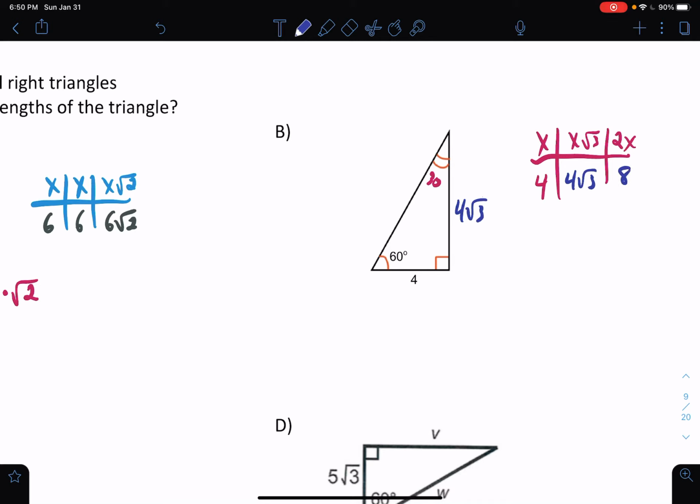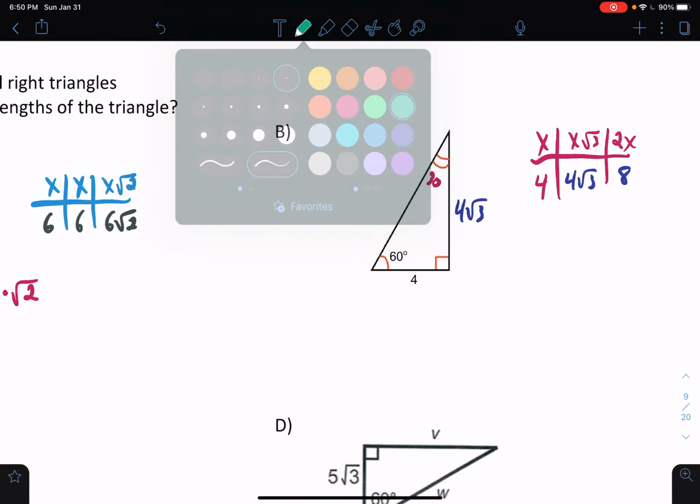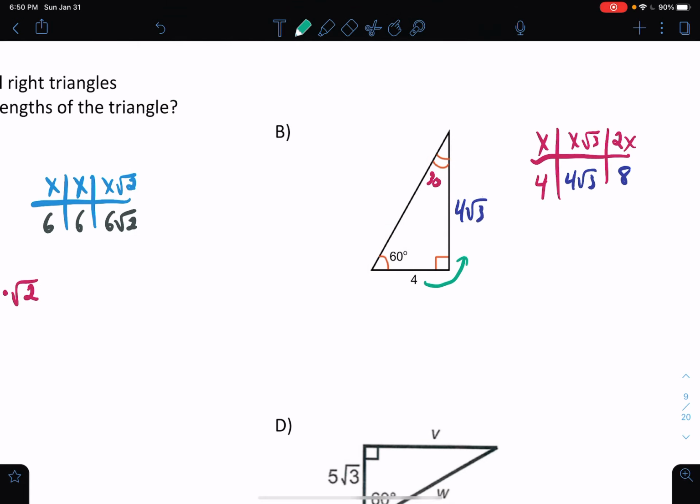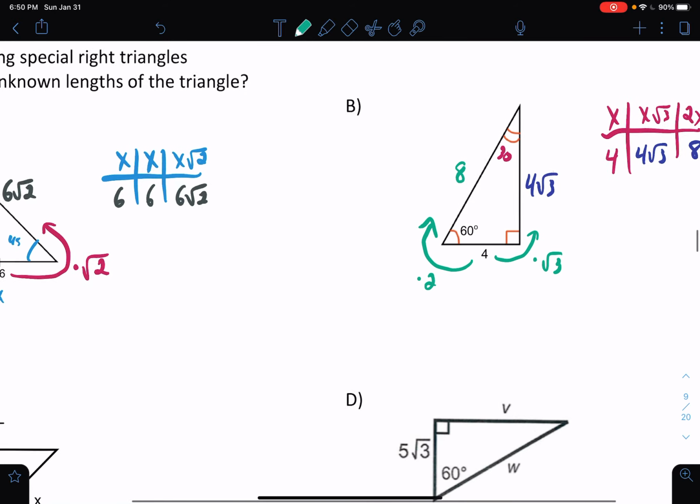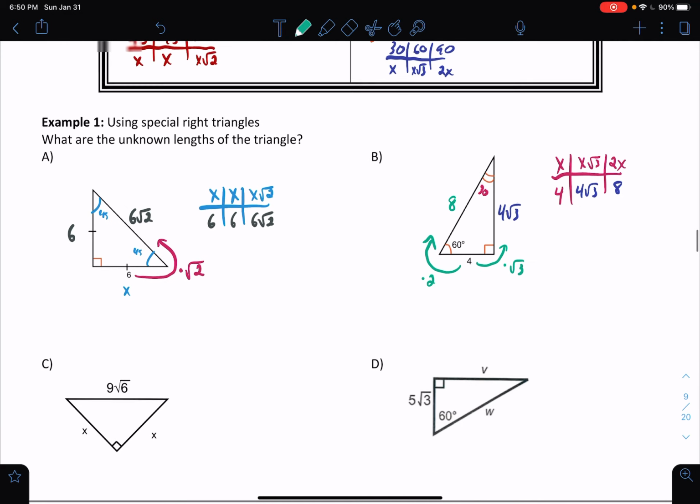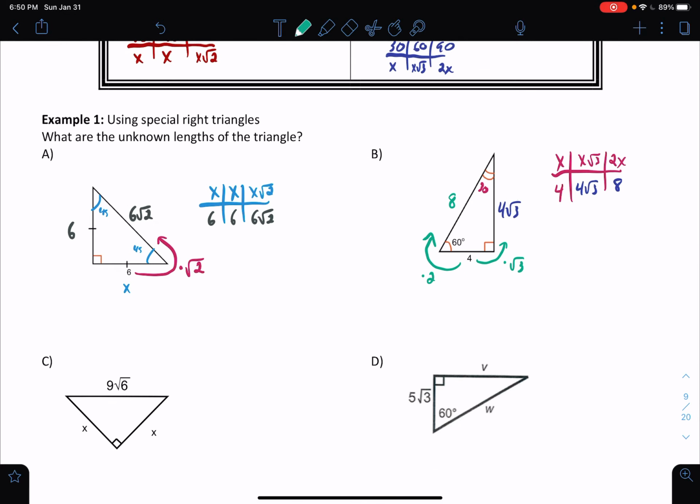All right, so if I were to use the arrows there, I would say, okay, to go here, I would multiply by the square root of 3. To go to the hypotenuse, I would multiply by 2. So there are the missing side lengths, 4 rad 3 and 8. So A and B, those are your simpler problems where I give you x.